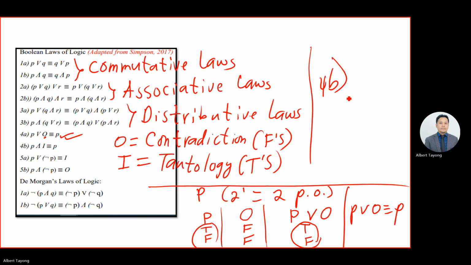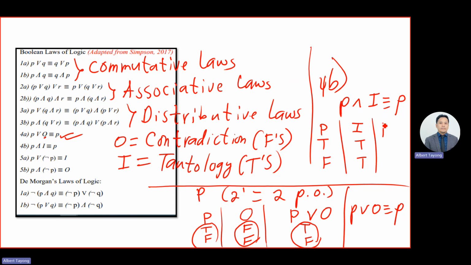4b is P and tautology. Tautology is P. So P we have true or false. Tautology, true, true. Okay. Here contradiction is FF.